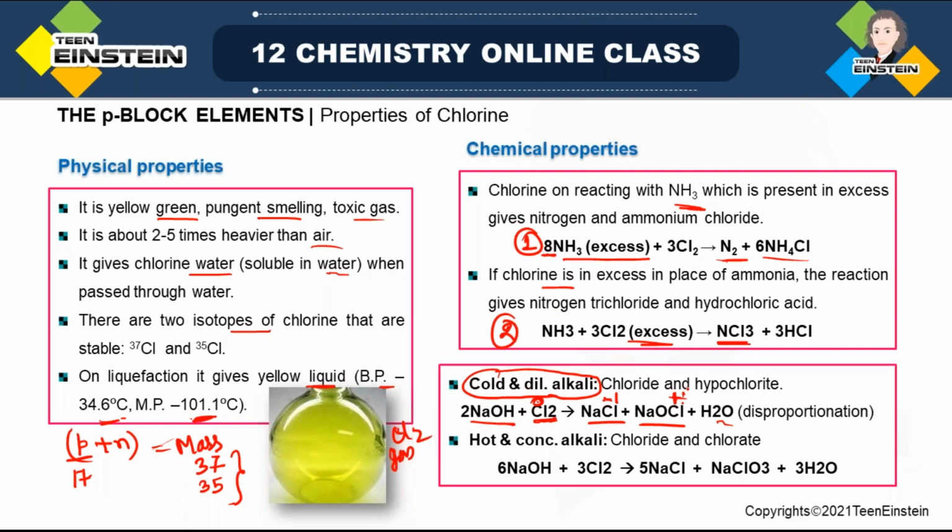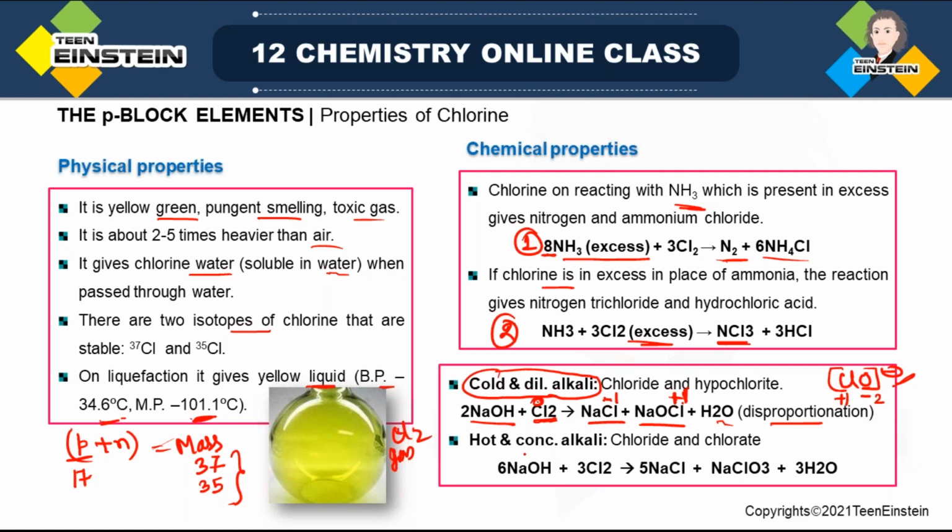Now how will you get the oxidation number in NaOCl? It is Na plus and ClO minus. Now ClO minus, the overall charge is -1. Oxygen has -2 charge, so chlorine must be +1. That is why one negative charge is extra. So from 0 oxidation state, it is converted to -1 as well as to +1. So that is why it is a disproportionation reaction.